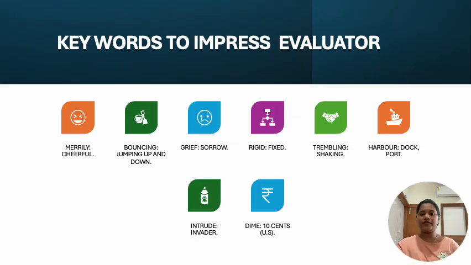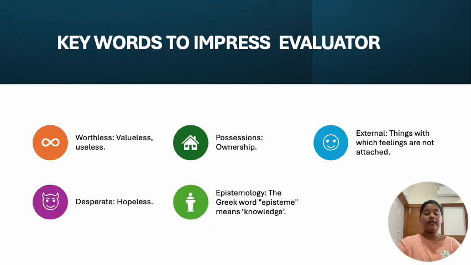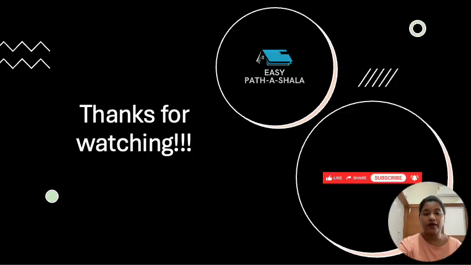So the keywords that you can write to impress the evaluator while writing your answers are: merrily, which means cheerful; bouncing, which means jumping up and down; grief means sorrow; rigid means fixed; trembling means shaking; harbor means dock or port; intrude means to invade; dime means 10 cents in US. Next, worthless, which means valueless or useless; possessions, which means ownerships; external, which means things with which feelings are not attached; desperate, which means hopeless; then epistemology, from the Greek word episteme, which means knowledge. These are some of the keywords that you can write to improvise your answers.